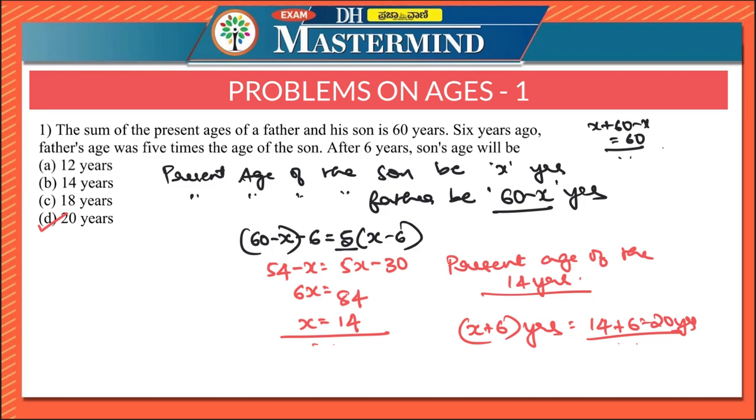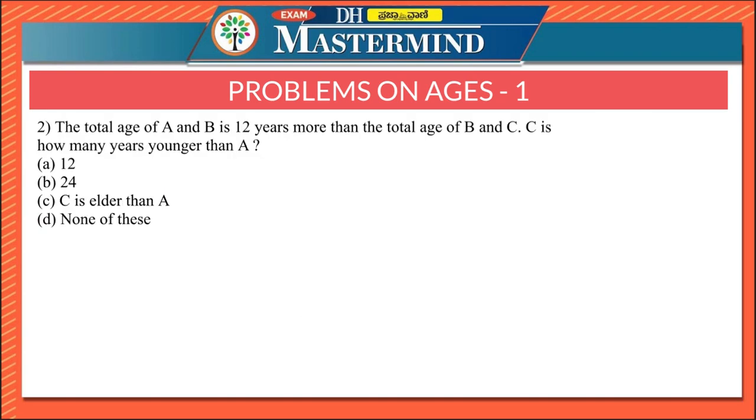Therefore, after 6 years, the age of the son will be 20 years, and the right answer here is option D, 20 years. Now, the second question says the total age of A and B is 12 years more than the total age of B and C. C is how many years younger than A? So, we will have to solve this by understanding the problem thoroughly. The problem says the total age of A and B is 12 years more than the total age of B and C. That means we'll have to form equations.